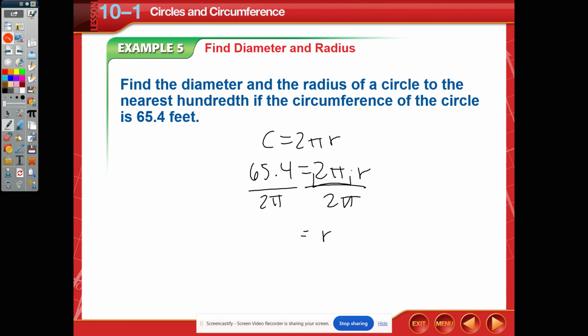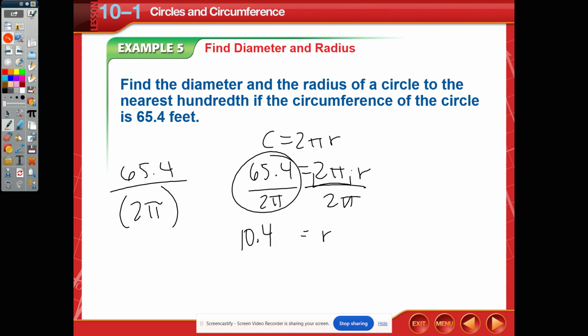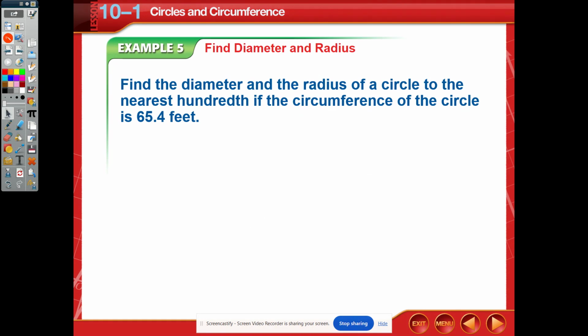So our radius is 65.4 divided by 2 pi. Hold on, let me make sure I'm typing this in my calculator right. I was not. So you gotta be careful there. 10.4. So when you type this in the calculator, you have to put 2 pi in parentheses, or else it'll do 65 divided by 2, and then it'll multiply it by pi. You don't want that. So your answer here is radius is 10.4, so therefore the diameter is double that, which is 20.8. All right, let's be done with this video.